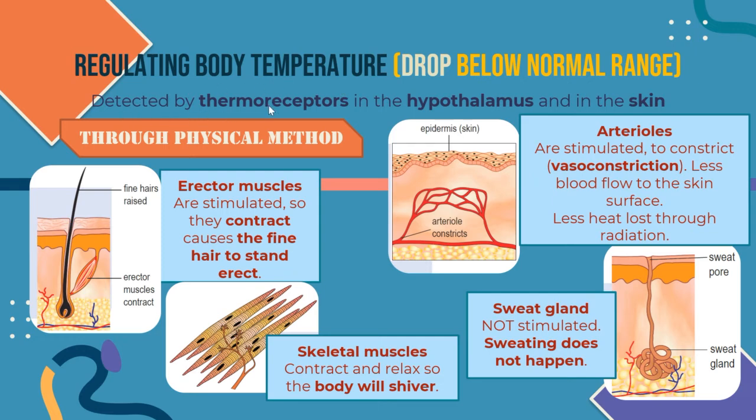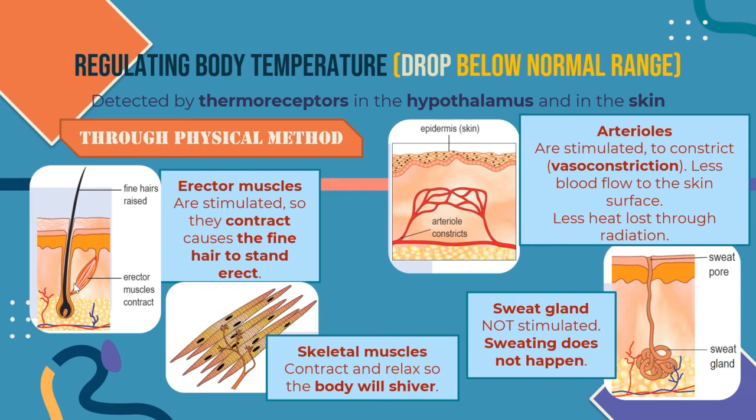First of all, it will be detected by the thermoreceptors in the hypothalamus and also in the skin. Then it triggers an impulse sent to the brain, and the brain analyzes and interprets, and then sends the impulse to the effector, which triggers the corrective mechanism, through physical method and chemical method. Let's look at the physical method first. When our body temperature drops below the normal range, the erector muscles are stimulated, so they contract, causing the fine hair to stand erect.